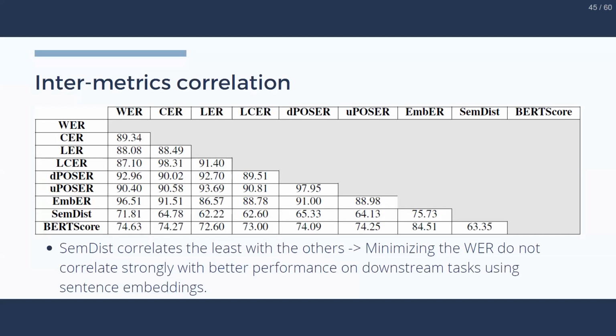The semantic metrics correlate little with the others. It means that if we want better performance on a downstream task, it is not always useful to focus on minimizing the word error rate, because it might not correlate strongly with better performance, if we use sentence embeddings, of course.